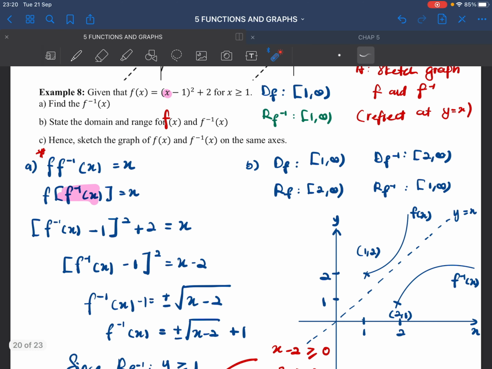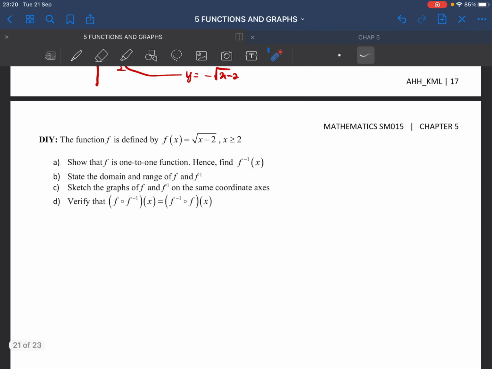Okay, so for this one, Mr. DIY kita, you can do it by yourself. I can give you the answer for f inverse, which is f inverse x is equals to x squared plus 2. Okay, and also I can give you the answer for domain of f is 2 to infinity and the range of f is 0 to infinity. Okay, the rest you can do it by yourself.